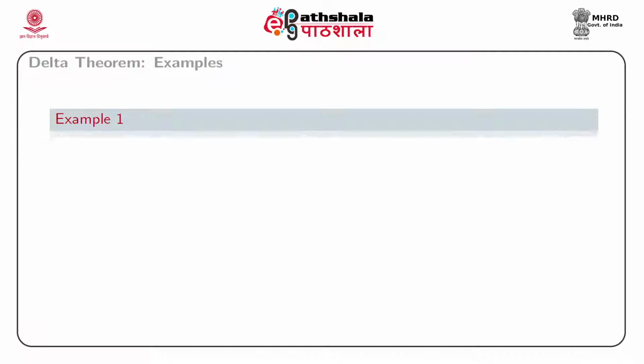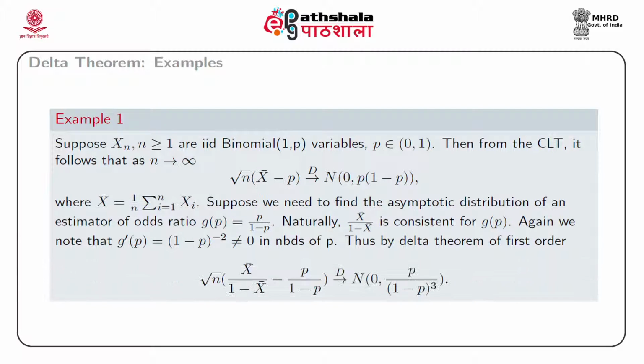Suppose Xn are binomial(1,p) variables. Then from the CLT it follows that square root of n times (X bar minus p) converges in distribution to normal(0, p(1 minus p)), where as usual X bar is the sample mean. Suppose we need to find the asymptotic distribution of an estimator of the odds ratio g(p), which is defined as p divided by 1 minus p. Naturally, X bar divided by 1 minus X bar is consistent for g(p).